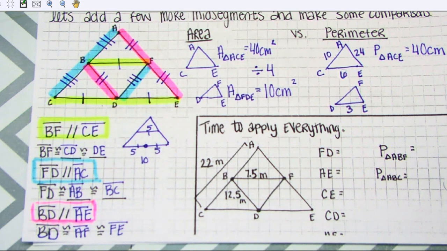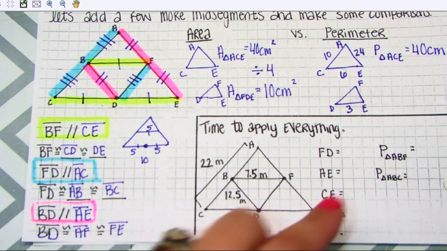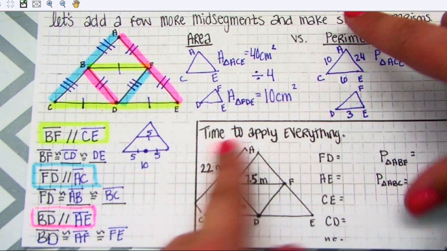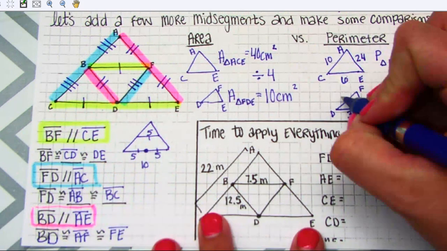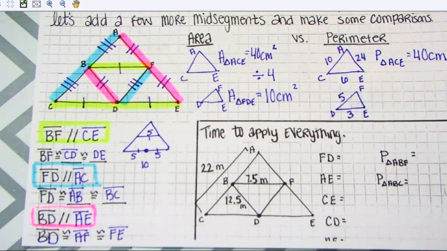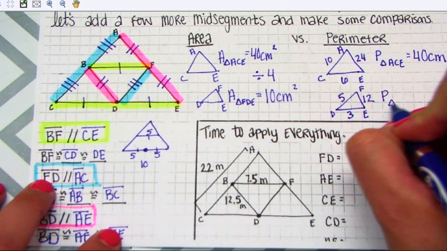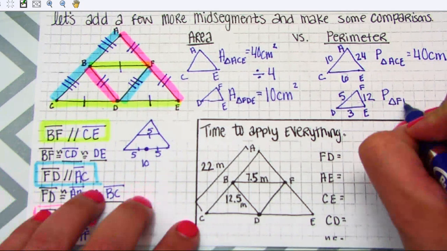All right, what is the length of FD? Good, it's 5 because AC is this whole thing and it's 10. What about FE? 12. Half of 24 is 12. So what is our perimeter of triangle FDE?